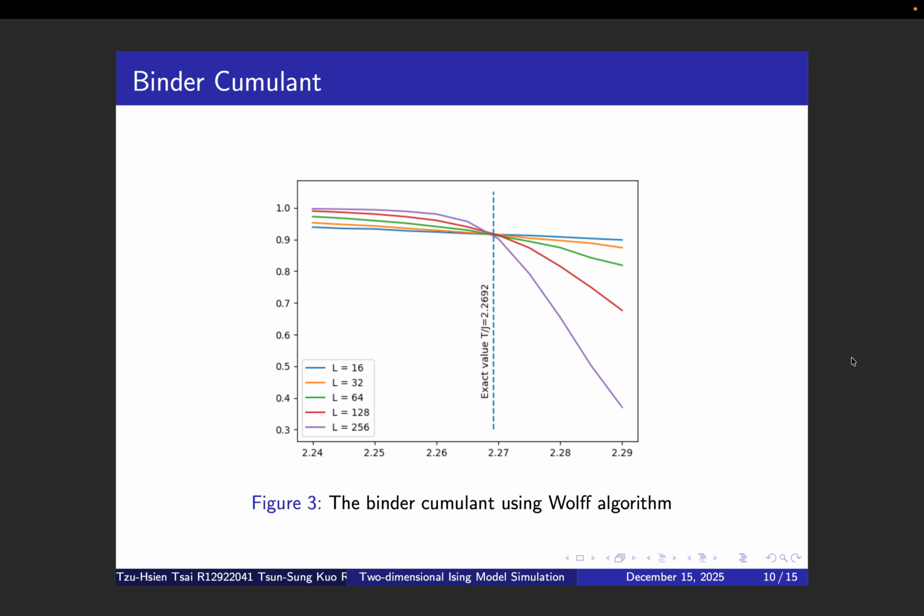Next, we look at the Binder cumulant derived from the Wolff algorithm. Using different sizes of lattice, the curves cross at a point that is very close to the critical temperature, which is 2.2692, as we can see in figure 3. And for the Swendsen-Wang algorithm, we achieve the same result.